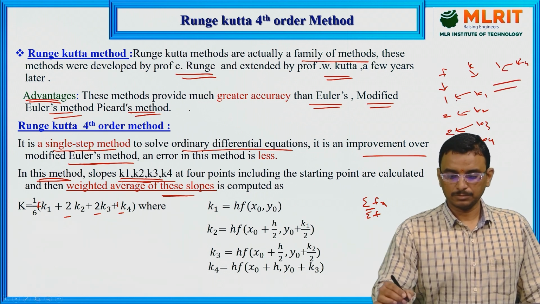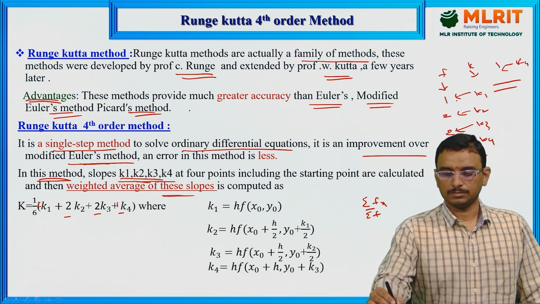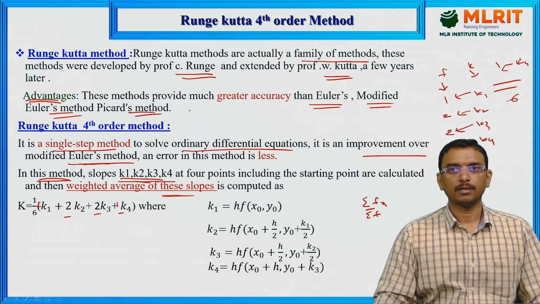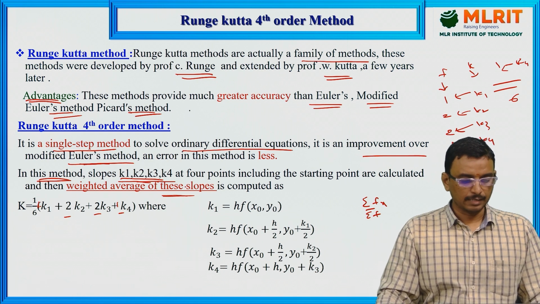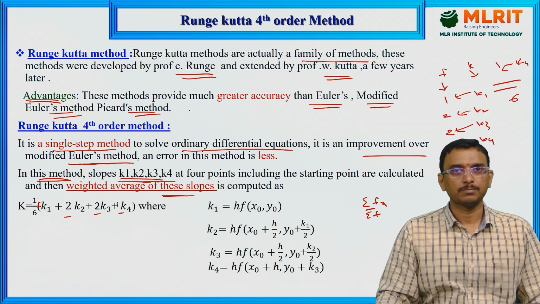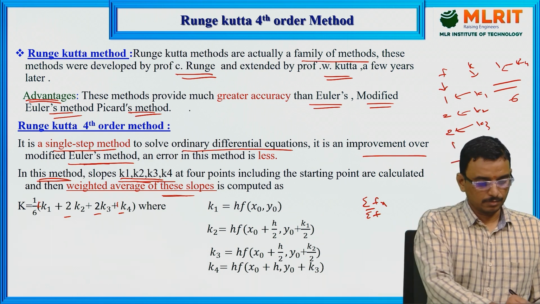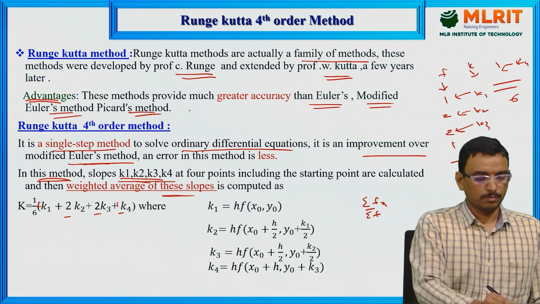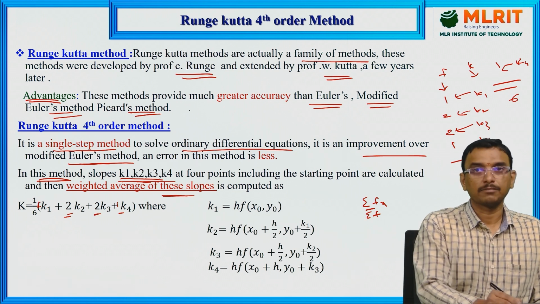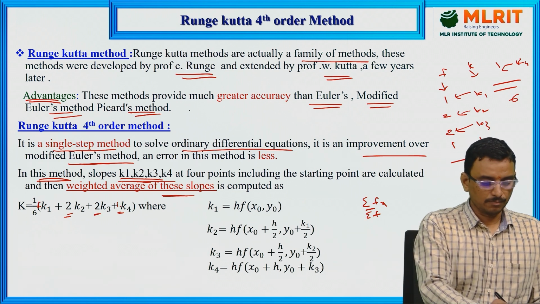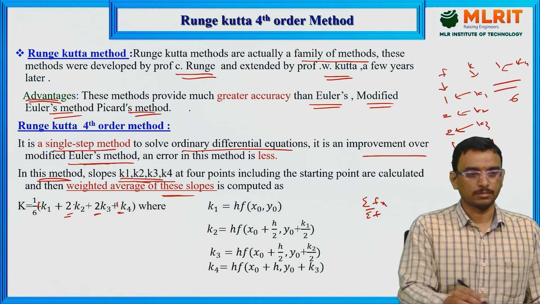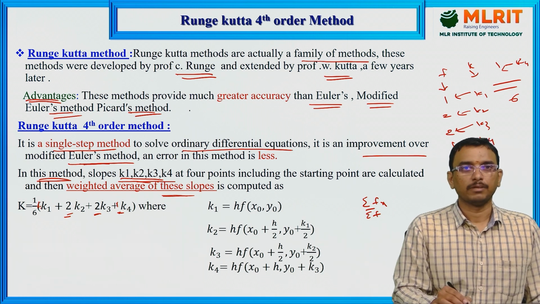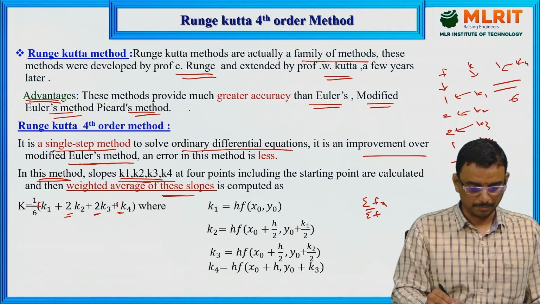1 plus 2 plus 2 plus 1 is 6, so we divide by 6. That is why we call it the weighted average of these slopes. The coefficient of k1 is 1, k2 is 2, k3 is 2, and k4 is 1. So 1 plus 2 plus 2 plus 1 is 6, divided by 6. This is the weighted average of these slopes.